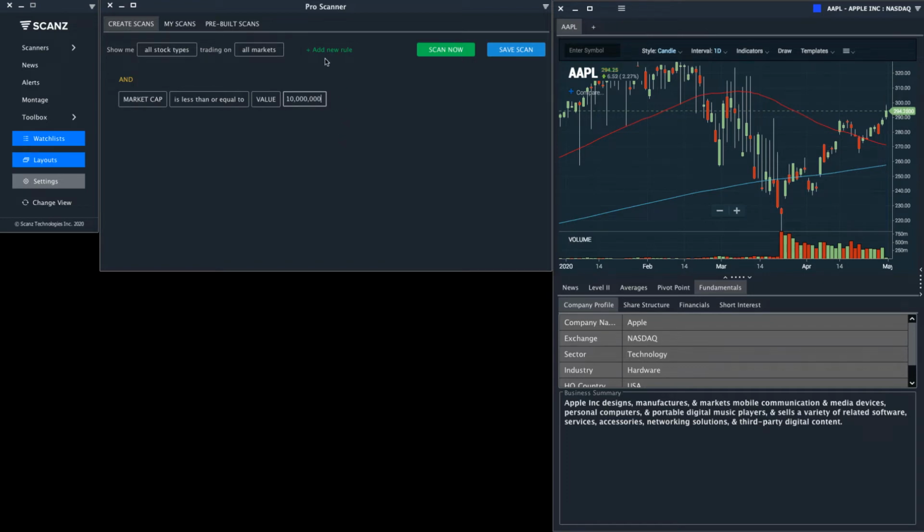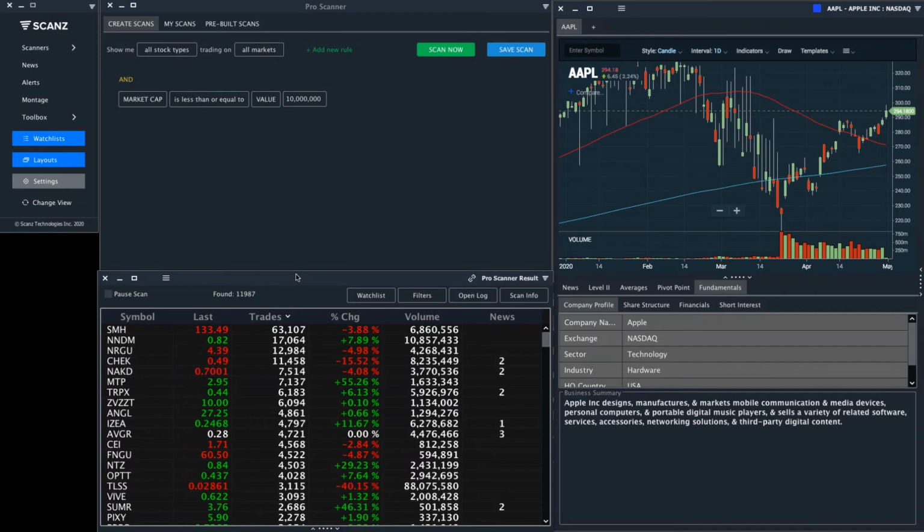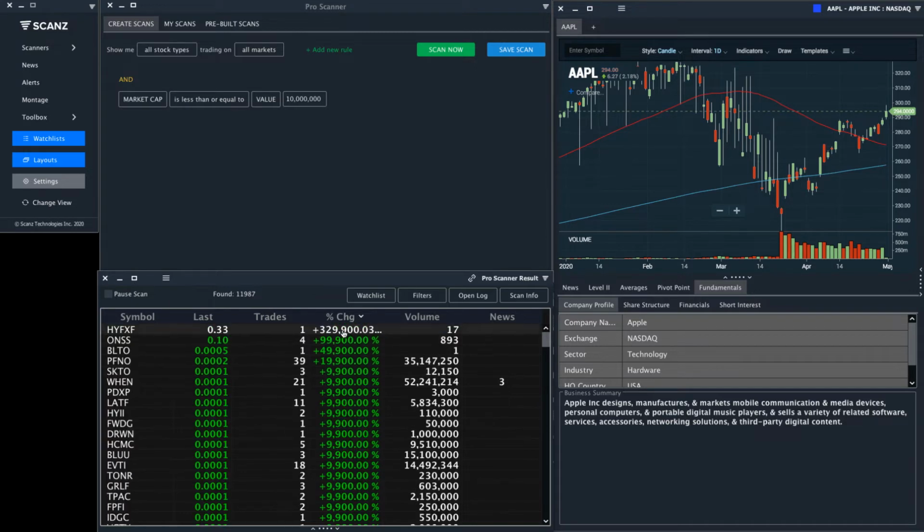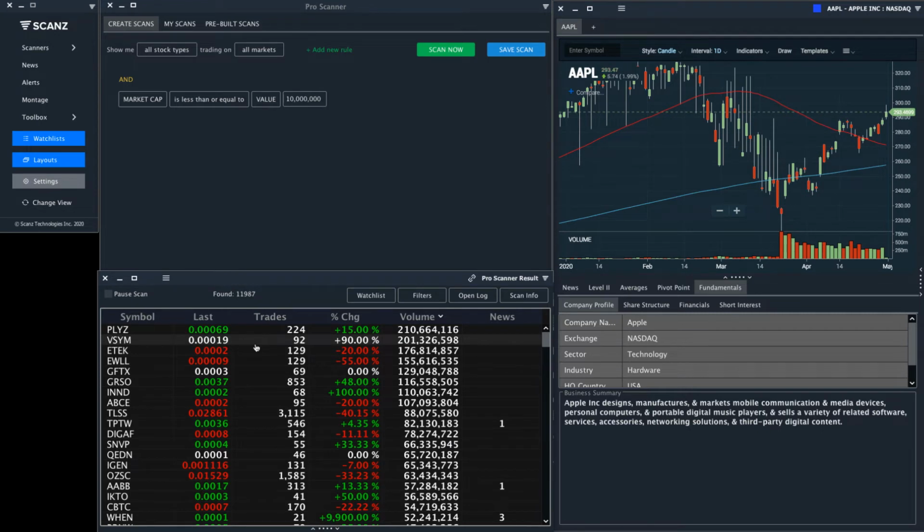From there, I could continue adding other metrics to find the stocks I'm interested in. If I scan right now, I would see all stocks where the market cap was below 10 million. I could sort these by percent change to see which stocks are moving, or volume to see which ones are the most active, and then I could start looking for opportunities. I could also add other fundamental criteria.